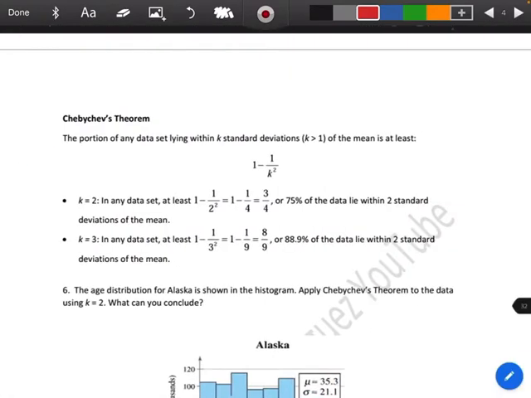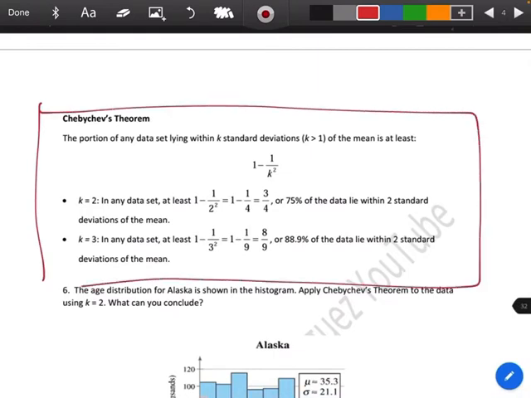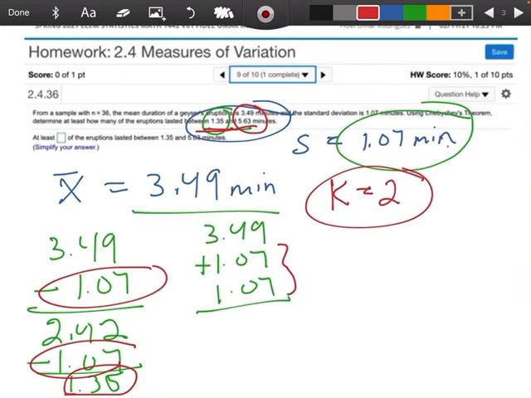I'm going to come back over here. Here is Chebyshev's theorem, okay? Chebyshev's theorem says the portion of any data set lying within k standard deviations. So remember, I had to do this twice. That's how I came up with the number k is equal to 2. So k equals 2 tells me that 75% of the data is going to lie within 2 standard deviations.